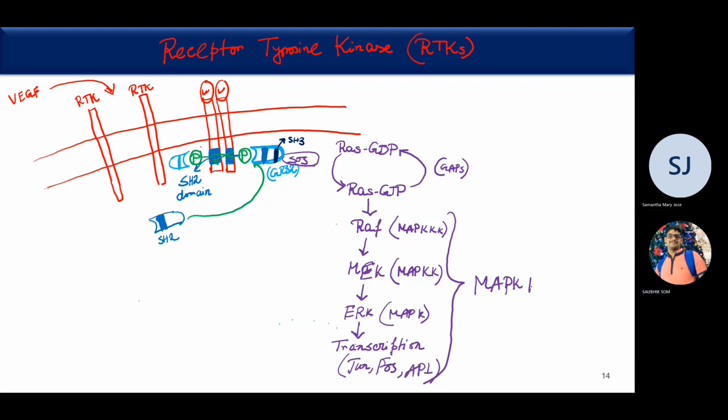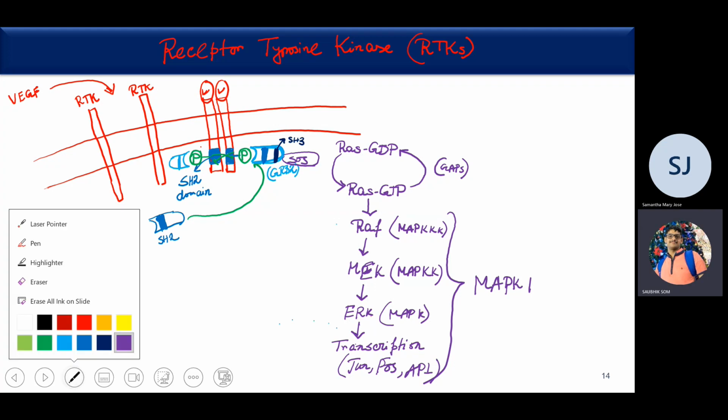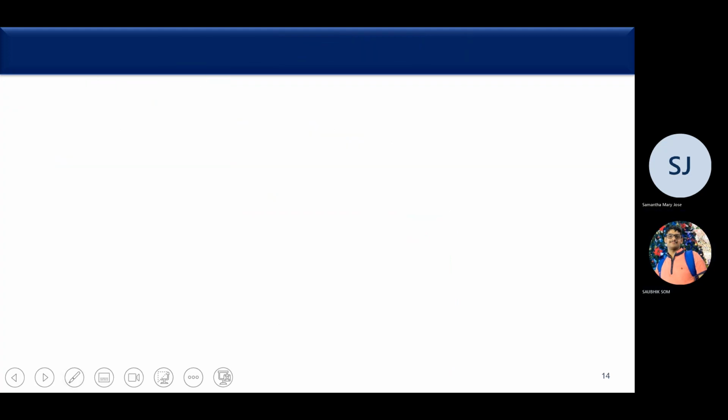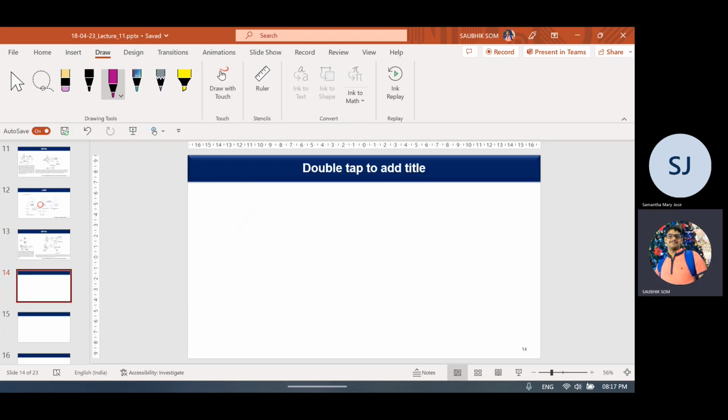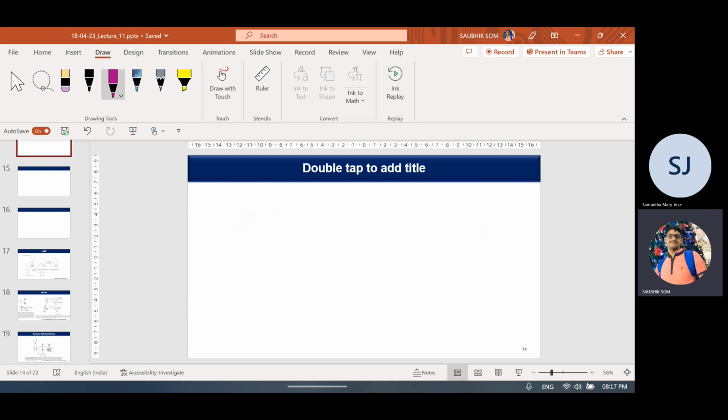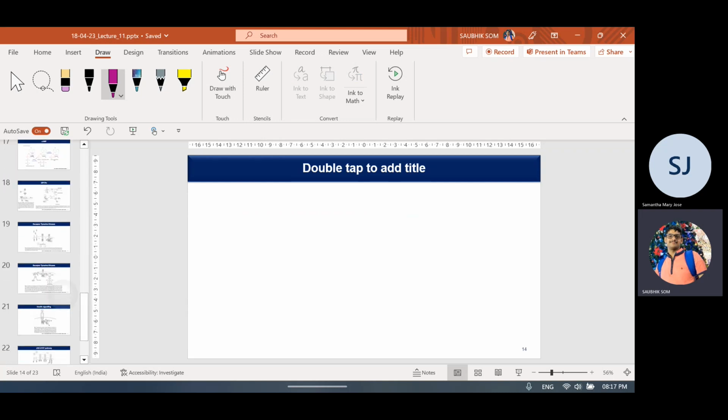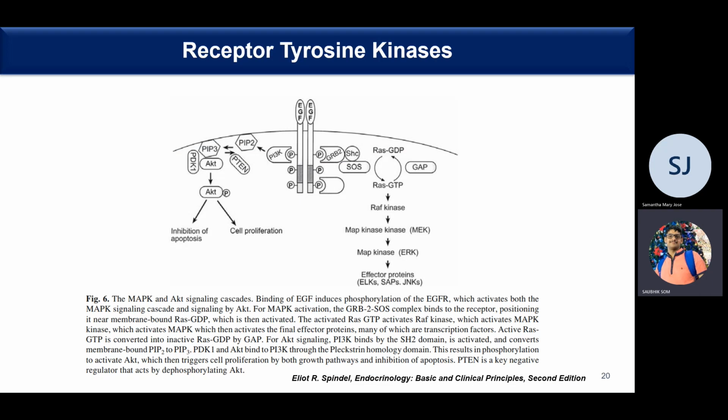Should write the full form. Oops. I by mistake deleted all whatever I had written. Anyway, doesn't matter. So yeah, I have it here. So this pathway here is also known as the MAP kinase pathway.